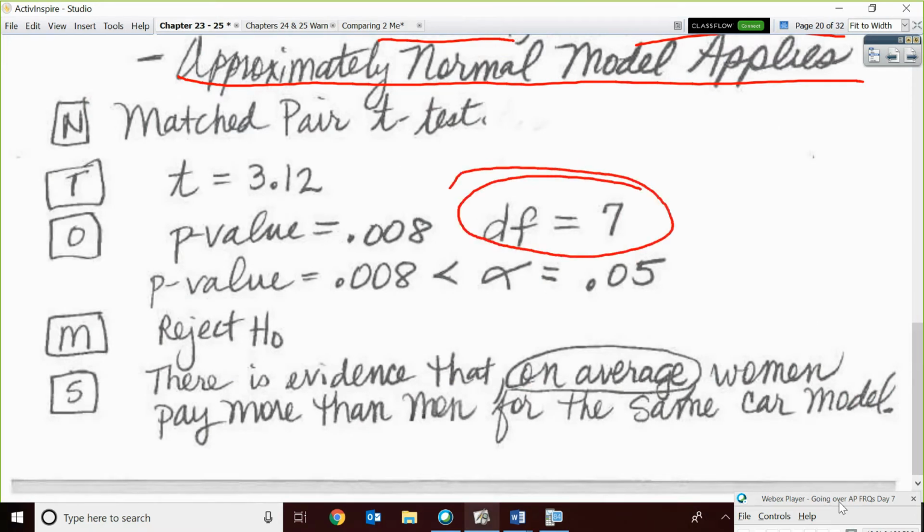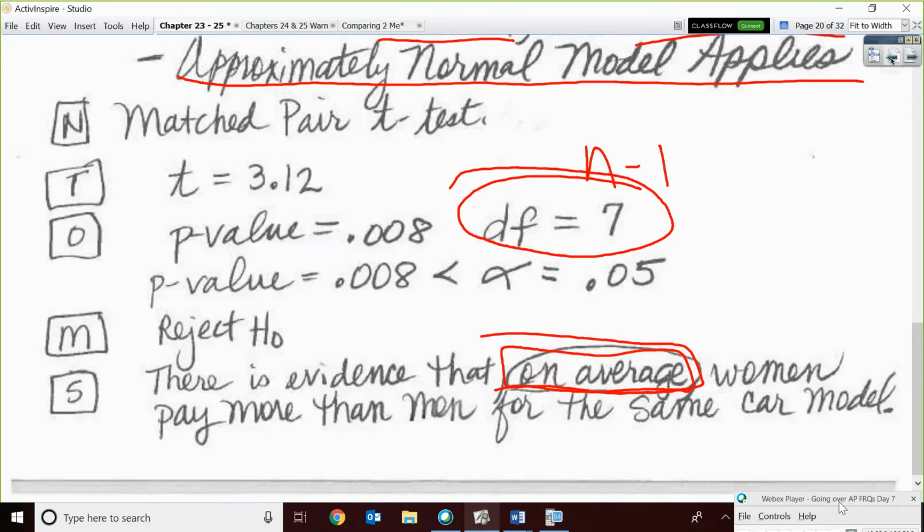It's a mean test, so T, not Z. Must include the DF, okay? So there's your degrees of freedom, and this was N minus 1. So that's why it was 8. So since my p-value is low, I'm going to reject H0, and I have evidence that on average, women pay more than men for the same car model.